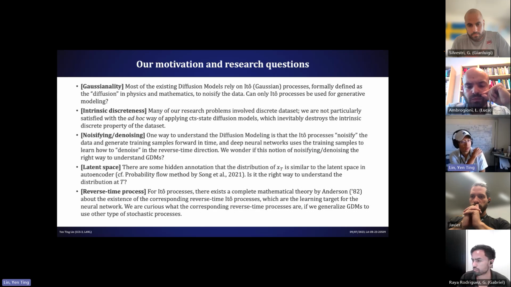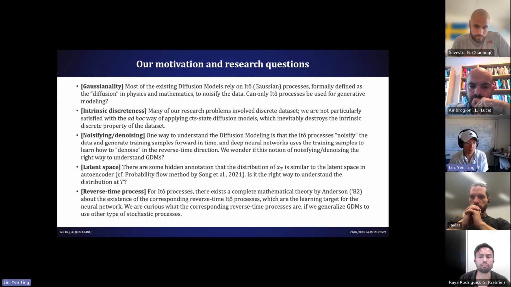Now, the reverse time process, the theoretical question that we really want to ask: for Ito processes, the complete mathematical theory by Anderson already tells you everything. So for Ito processes, it's there. But what if we want to bypass the Gaussianity and go to a different kind of stochastic process, and what's that reverse time process? That's the theoretical question we ask.